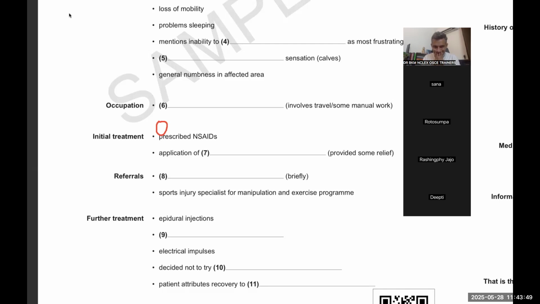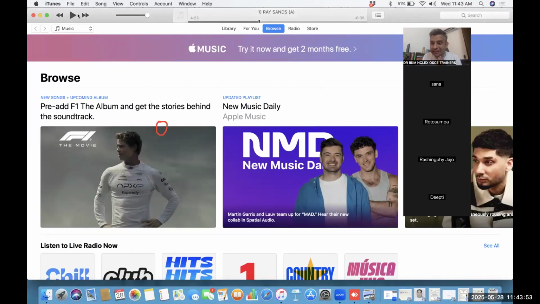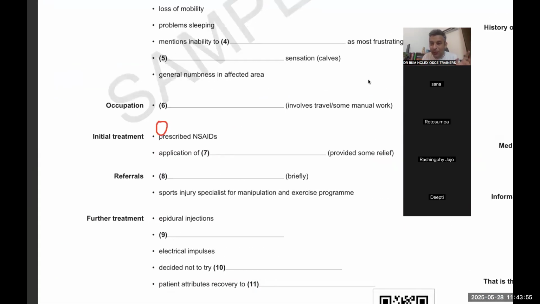Then the GP sent me to see an osteopath, and I got some treatment there, but it didn't seem to make much difference. Sent me to see an osteopath. How can I do that word? Osteo means bones or muscles. Osteo is something related to that. When the problem is not resolving, so osteopath. So that is how you do listening, guys.